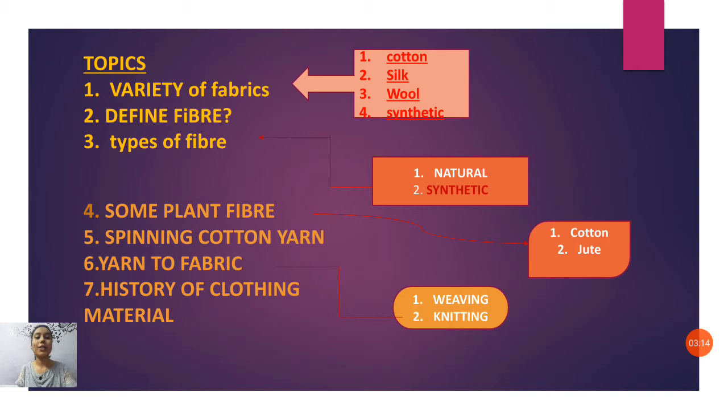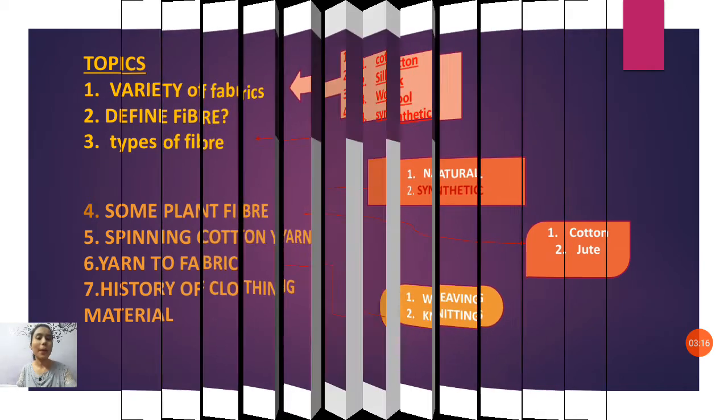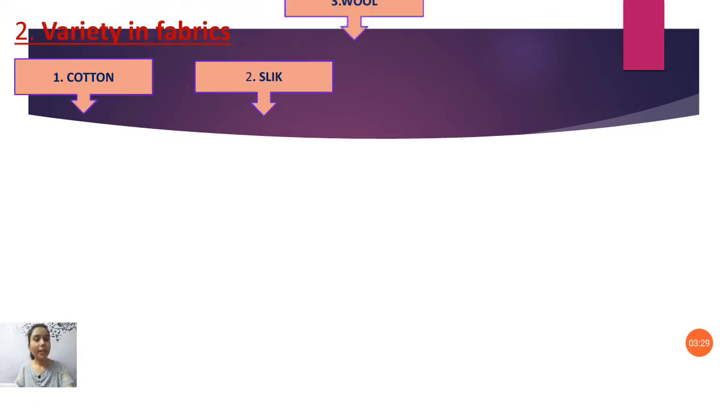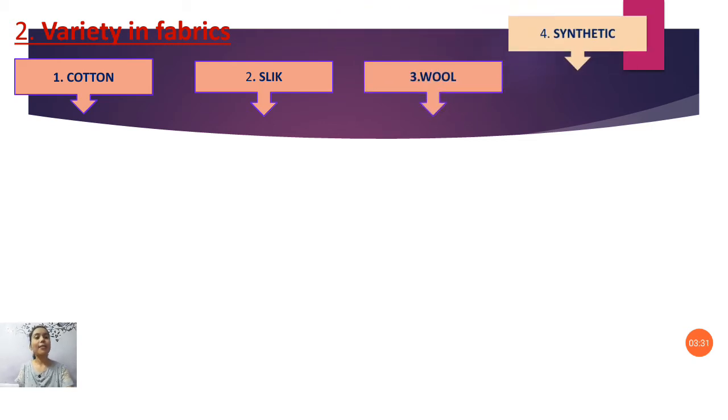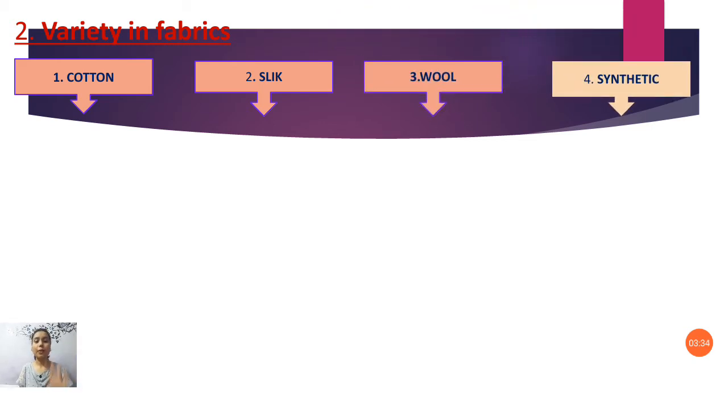Okay, so let's begin with our first topic. First topic is variety in fabrics. We already read there are 4 major varieties of fabrics. Those are cotton, silk, wool and synthetic. These are the 4 major fabrics. There are many varieties of fabrics, but basically we're going to cover these main topics: cotton, silk, wool and synthetic. Remember, this is a very important question. This is a very important topic.